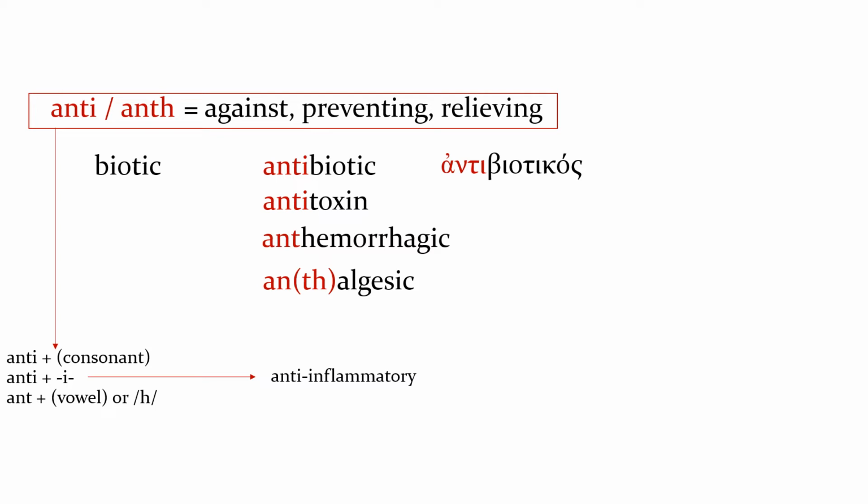Now, I haven't shown you an example yet with this anti plus I. This one is always hyphenated, so you'll get something like this, anti-inflammatory. Okay, so when you have anti and then the root begins with an I, we'll always insert a hyphen.